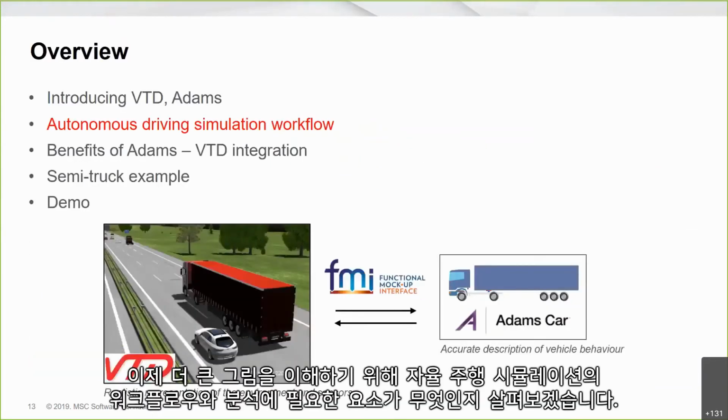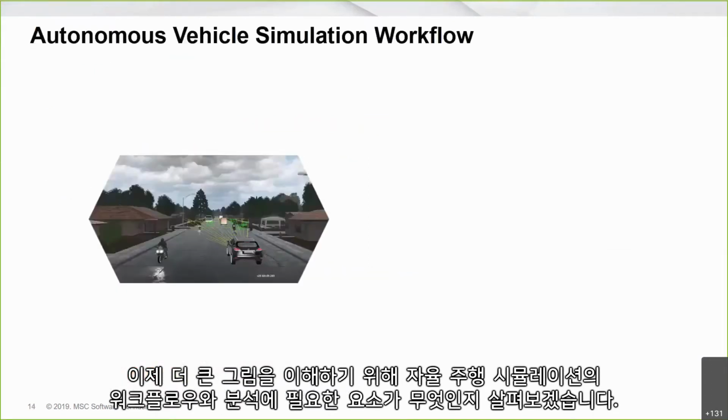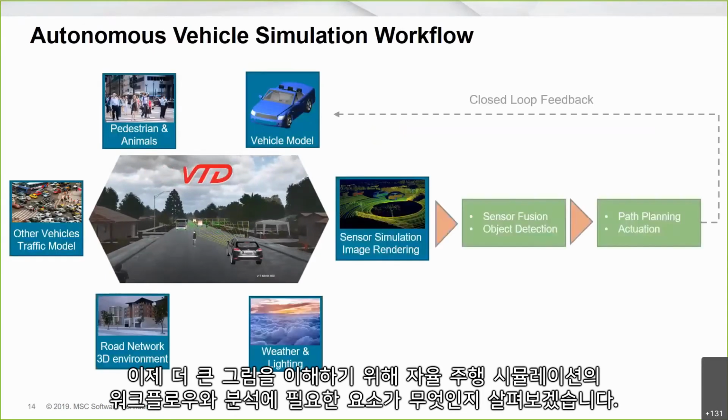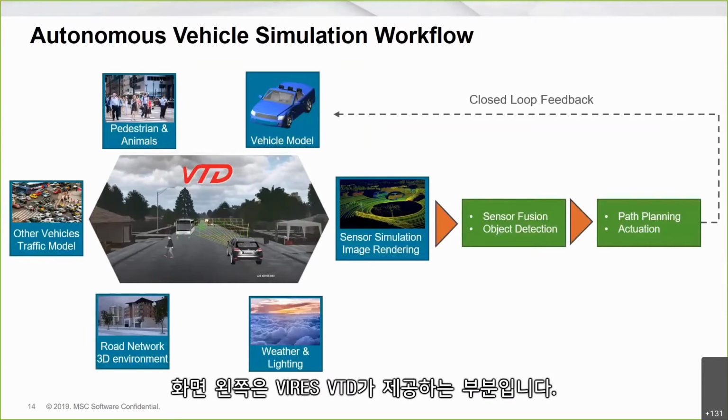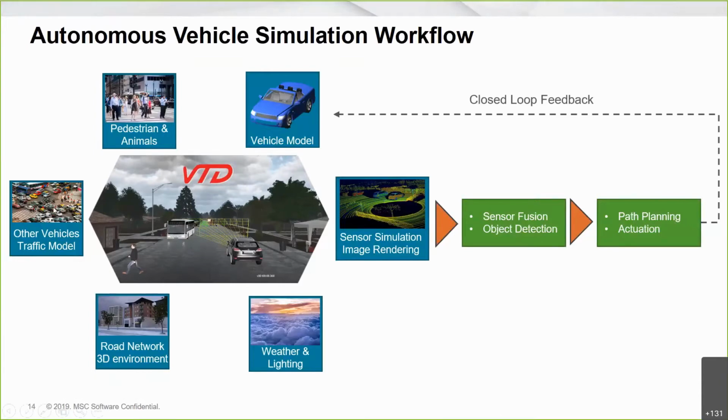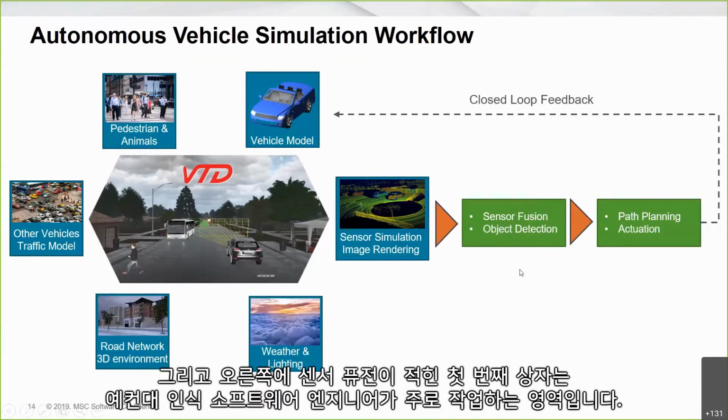Now let's take a look at the bigger picture at the workflow of autonomous driving simulation and see what the necessary elements are in order to perform this analysis. As we can see on the left-hand side, this is what VTD provides. It's a complete open platform for you to include all those elements in this 3D environment. And on the right-hand side, for example, the first box is sensor fusion. Those are usually where, for example, the perception engineers work.